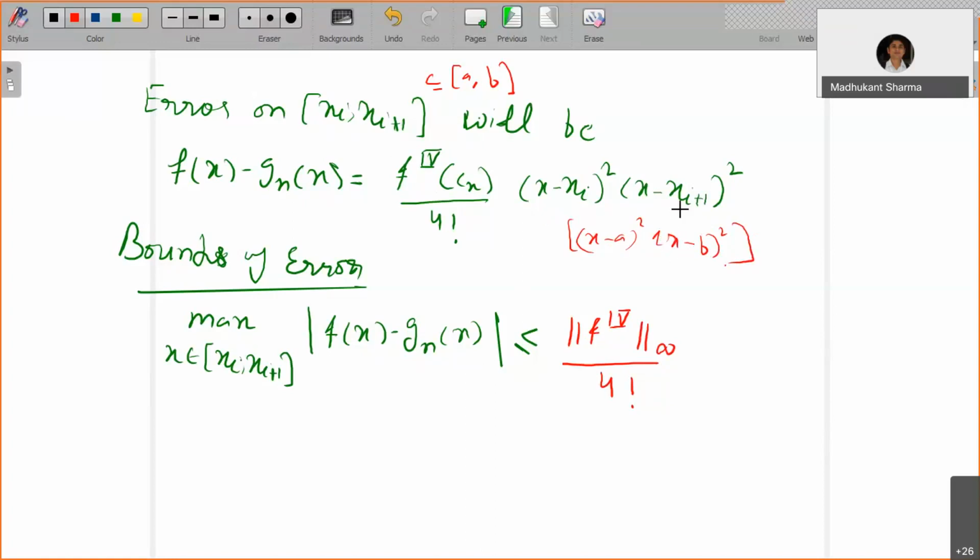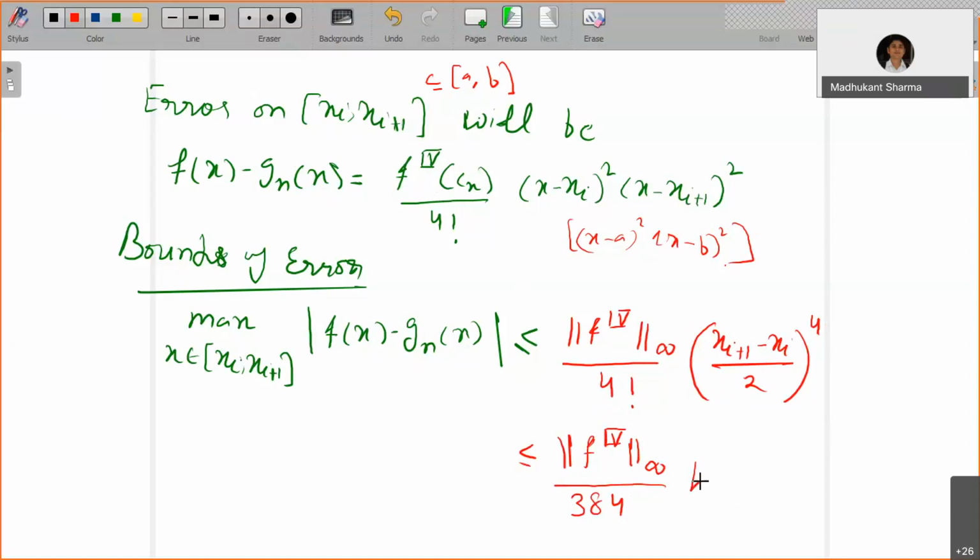So b minus a is x_{i+1} minus x_i. So that is going to be ((x_{i+1} minus x_i) by 2) whole square, and the square of the square is for 4. So x_{i+1} minus x_i is h, right? So this is going to be less than or equal to the infinity norm of the fourth derivative divided by 24 into 16, which is 384, times h to the power 4. And what is h? h is (b minus a) by n.